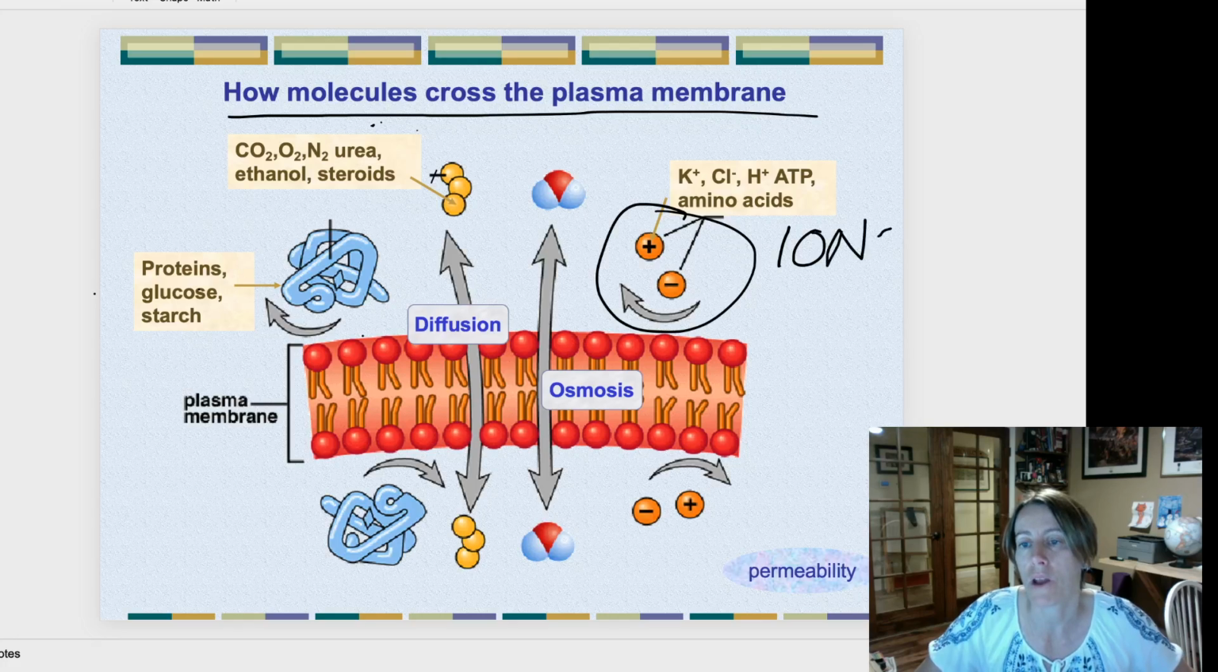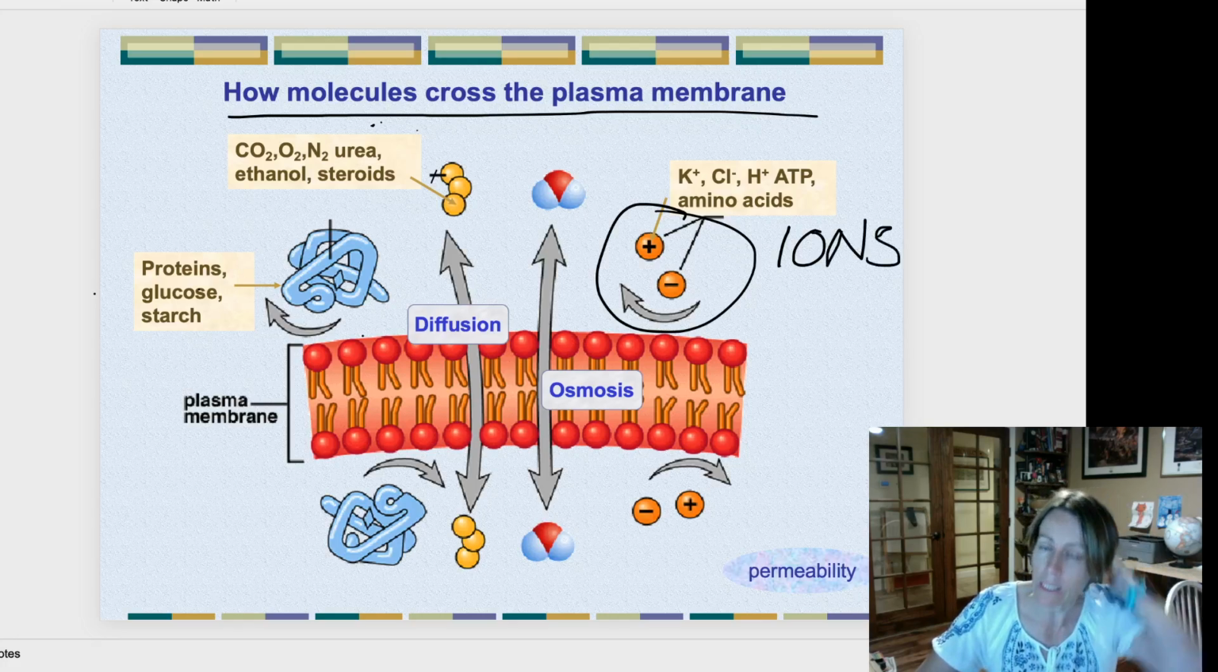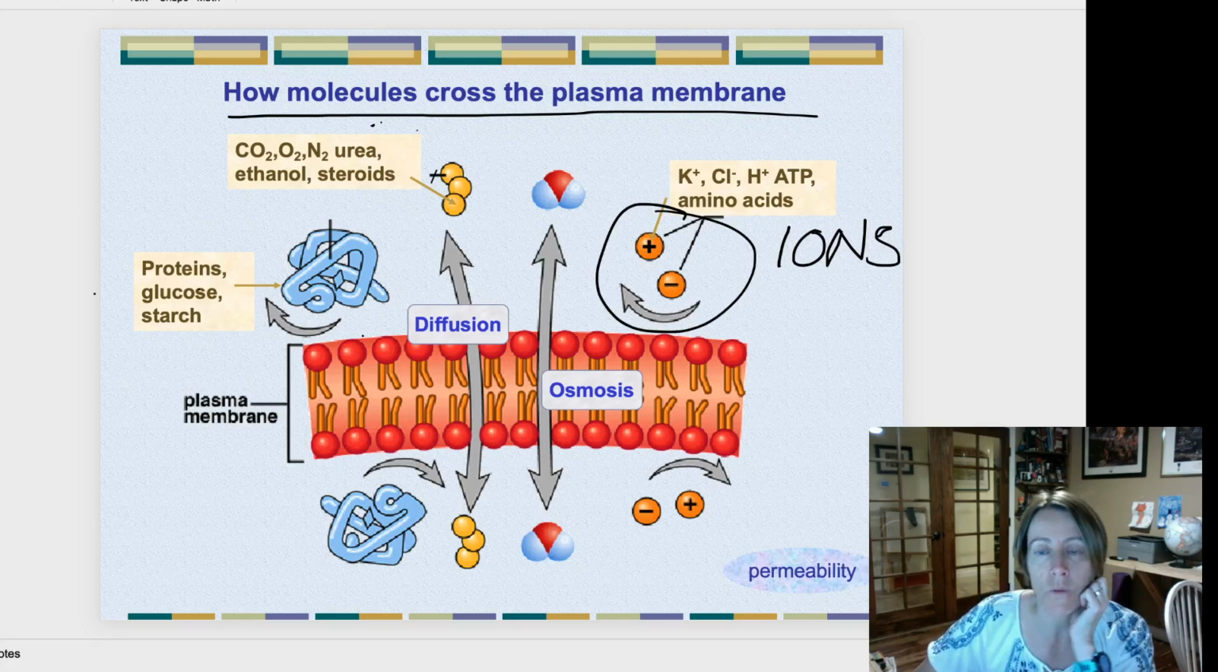Now we should know what ions are from Unit 1. Ions are these small particles that have a charge. So for example, a potassium ion, a chloride ion, hydrogen ion, things like sodium ions as well. These are tiny, I mean they're smaller than molecules. They're a single particle like an atom, but it has a charge.